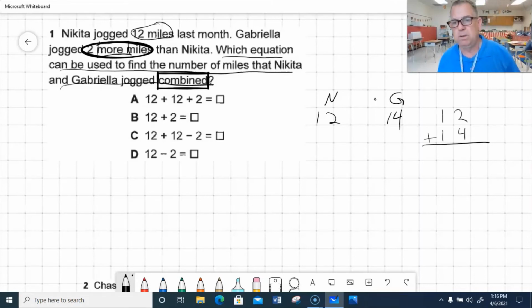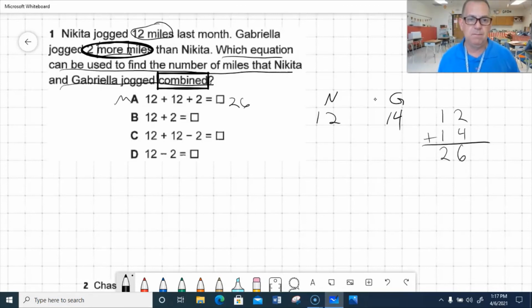So what is 12 plus 14? Yeah, that's correct. It would be 26. So combined, they jogged 26 miles. So we'll just go through here and figure out which equation equals 26 miles. So answer choice A. What does that answer choice A equal? Yep, if you add that up, 12 plus 12 is 24, plus 2 more would be 26. So that looks like that may be the one we want.